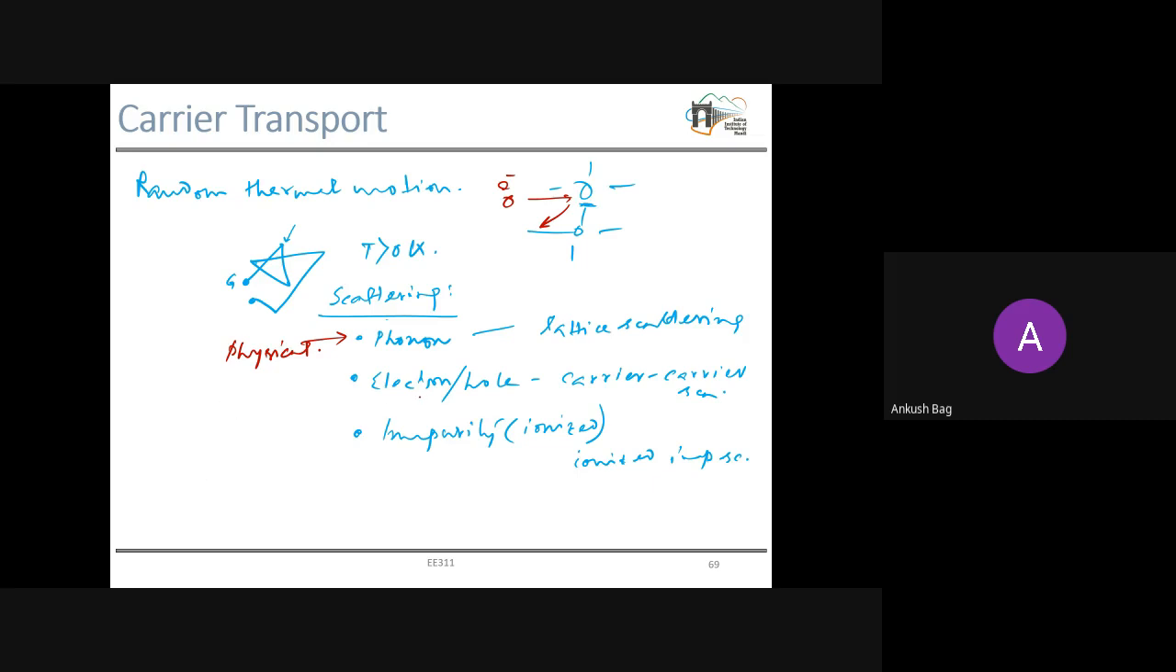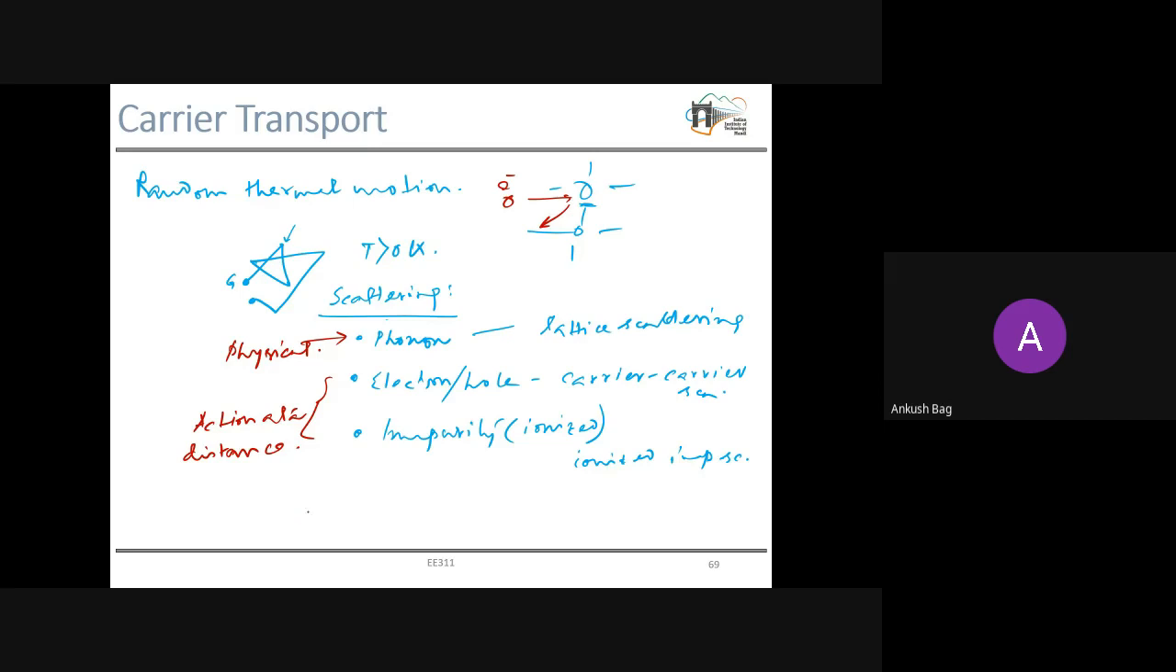Carrier scattering as well as ionized impurity scattering, these two are called action at a distance. Why does it have this name? That means this is not just physical scattering. Does it mean that the electron will not go and collide with another electron or hole? So what is this action at a distance?